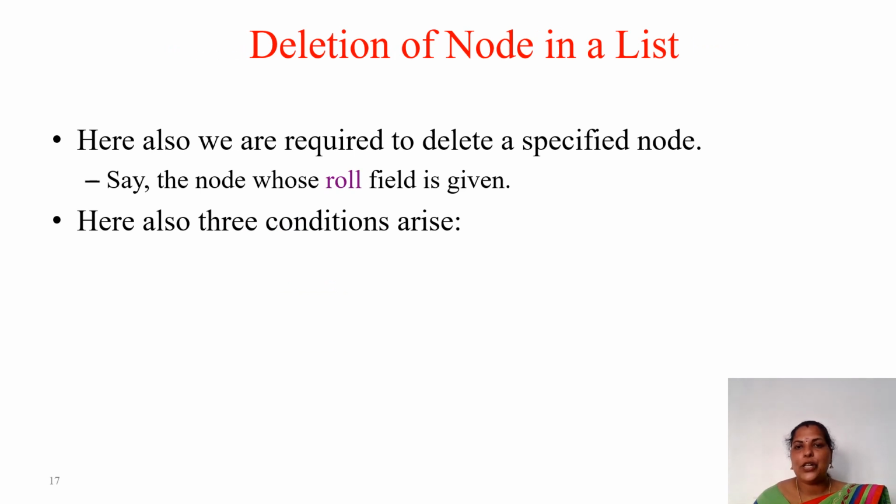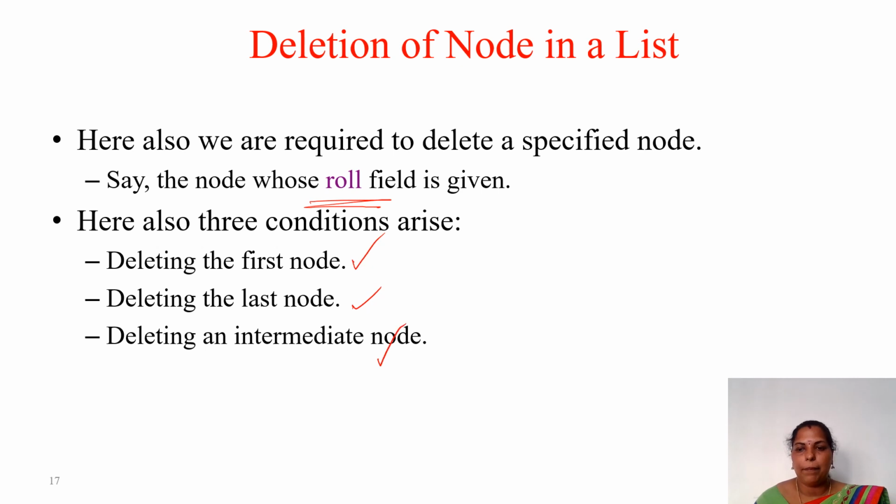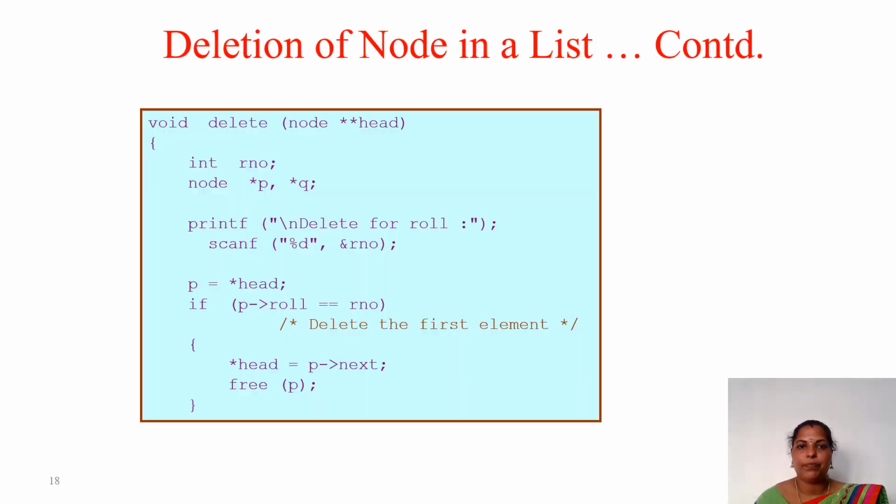Next is deletion of a node in a list. So here also we have to consider the same conditions we discussed in the insertion part. Here we are required to delete a specified node only. How are we mentioning that specified node? With respect to the roll number field. Here also we need to consider three conditions: deleting the first node, deleting the last node and deleting in the middle, that is the intermediate node. So these three conditions we have to consider here also. Let us see the code.